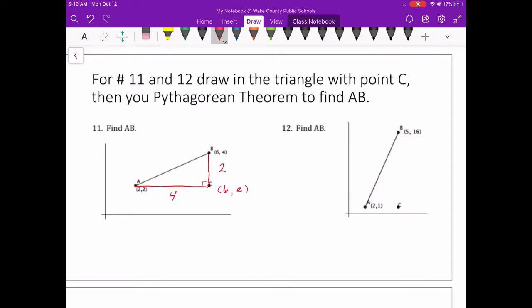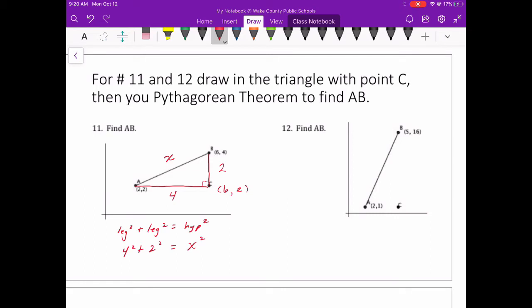And remember, I can use the legs to help me figure out what this hypotenuse, and I'll just call that x, is. Because leg squared plus leg squared equals the hypotenuse squared in a right triangle, in every single right triangle. And it doesn't matter which leg I go with first, so I'm just going to go with 4 squared plus 2 squared is equal to x squared, x being the hypotenuse. How did I know it was the hypotenuse? It's the longest side, and it's across from the right angle.